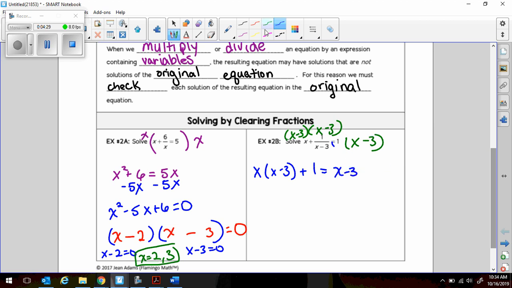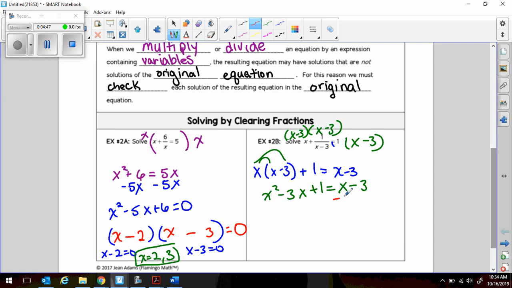Now, I do need to distribute this before we can go on. X times x is x squared, minus 3 times x is 3x. I still have a plus 1 equals this x minus 3. I don't think I have any like terms. So what I'm going to have to do again, I have a quadratic. I have to move everything to one side, set it equal to 0, and factor.